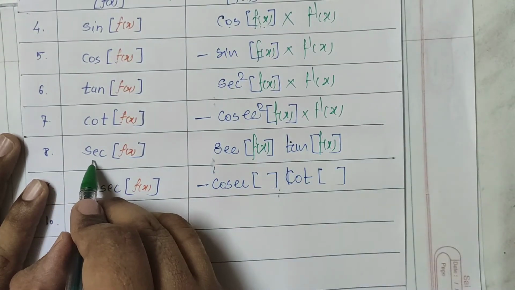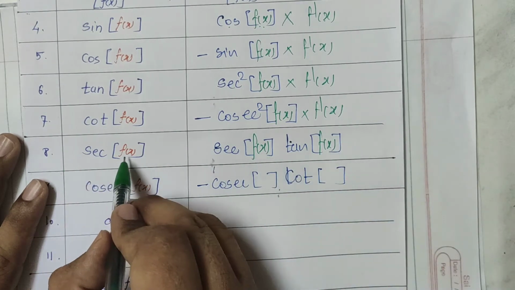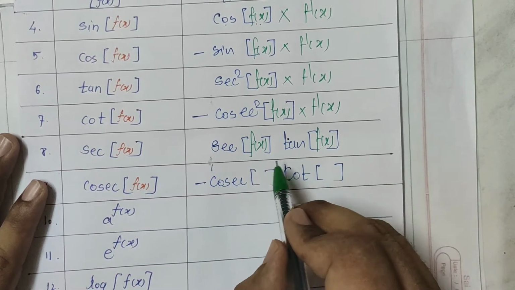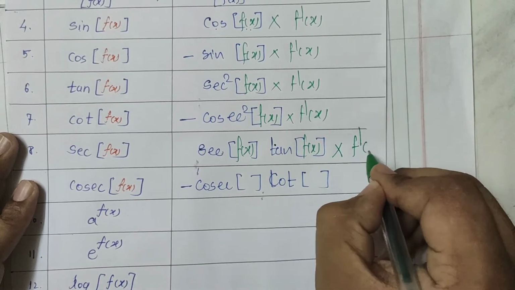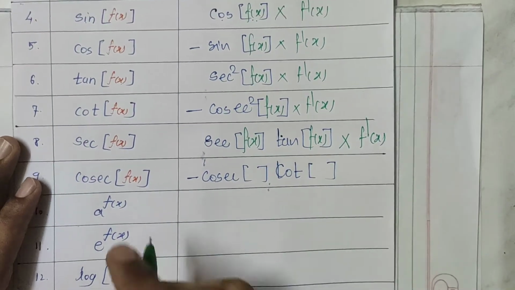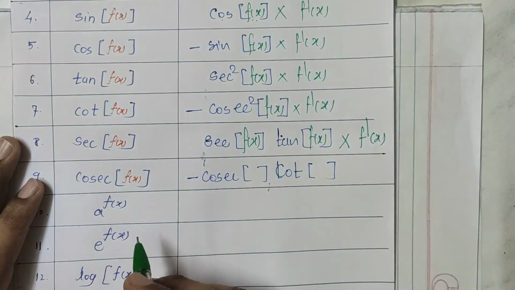What is the sec x derivative? Sec x into tan x. Here it is not x, here it is f of x. Therefore we take sec of f of x into tan of f of x, multiplied by f dash of x only one time. These all depend on the composite function formula.